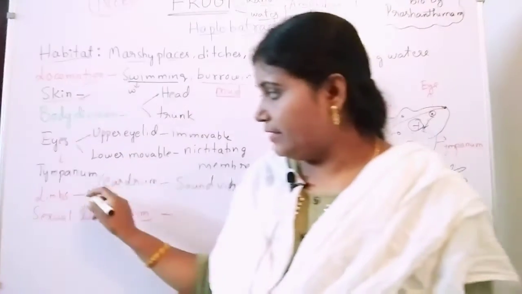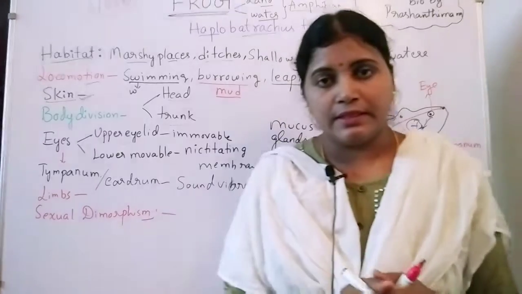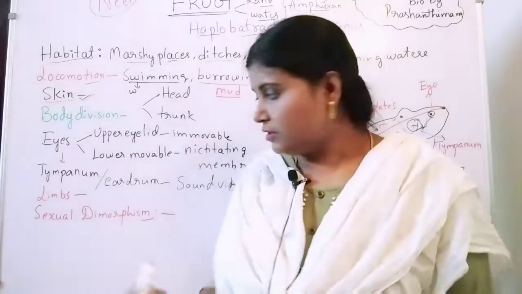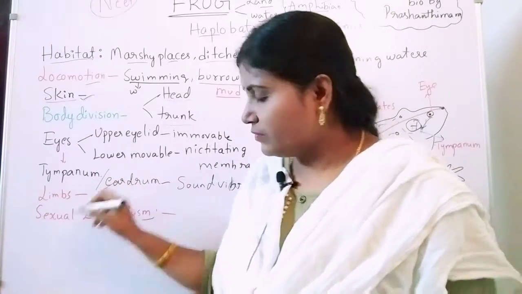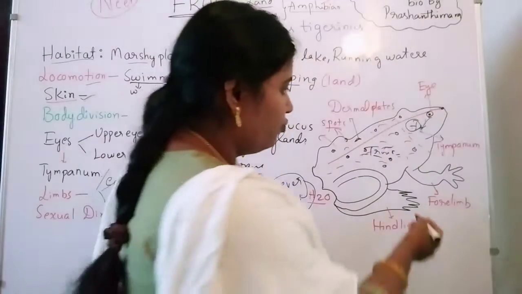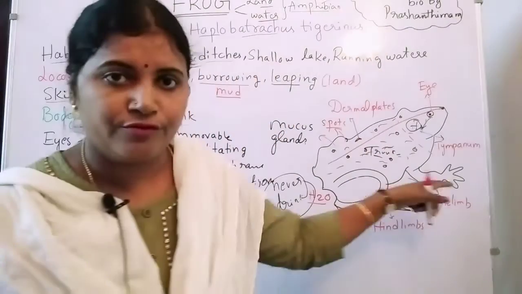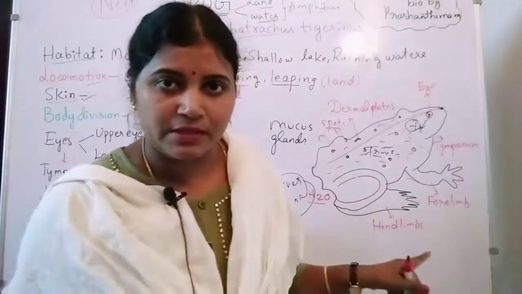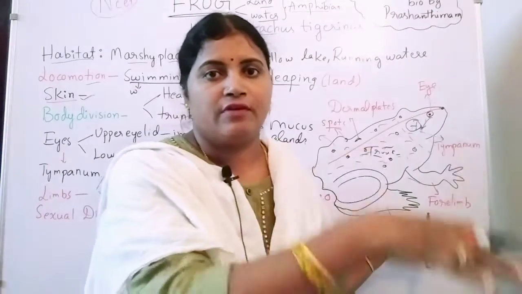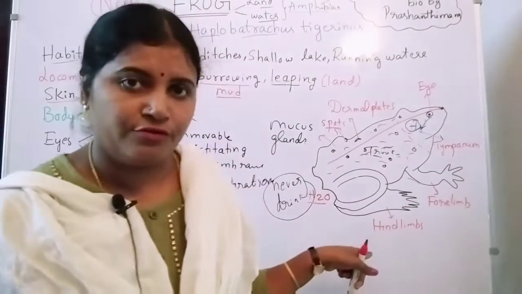Okay, next, limbs. So how many limbs are there? There are two pairs of limbs. See in the diagram, forelimbs and hind limbs. A pair of forelimbs and a pair of hind limbs are present. Forelimbs are present in front and hind limbs are present in the back of the body.